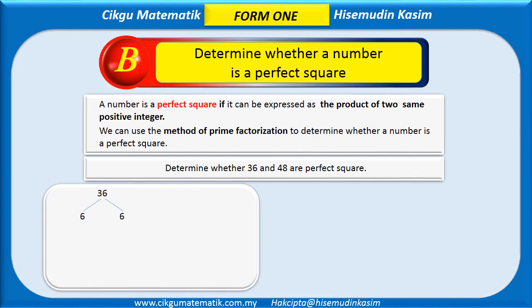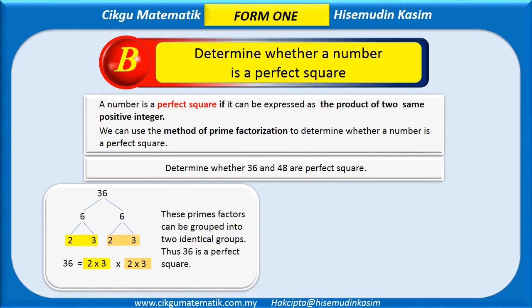36 equals 6 times 6, which is 2 times 3 times 2 times 3. So 36 equals 2 times 3 times 2 times 3. These prime factors can be grouped into two identical groups. Thus, 36 is a perfect square.